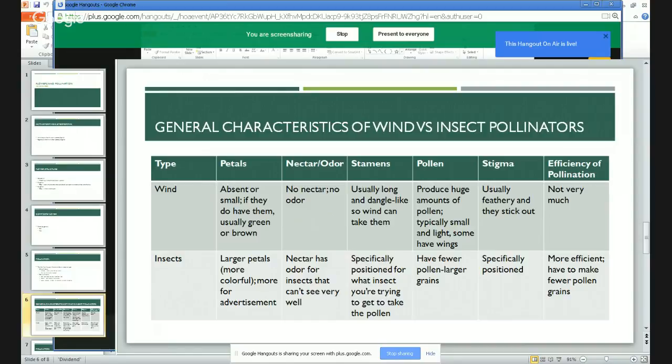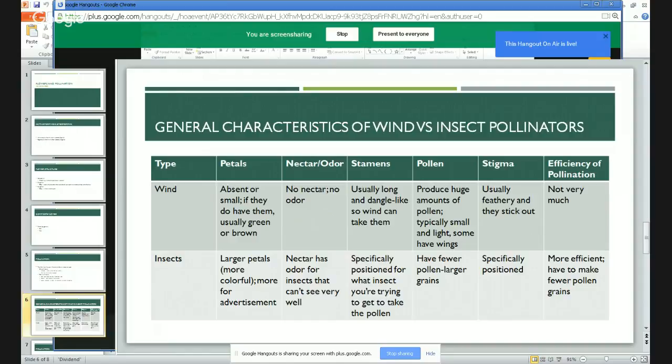Stigma, for the wind, it's usually sticky and kind of feathery, and it sticks out, so that way, again, you have the best possible chance of the pollen that's moving through the wind to attach to your stigma to go down the style and into the ovary to fertilize the ovules. With insects, it's going to be specifically positioned. So again, as the insect comes to take some nectar, not only will it maybe pick up some pollen, but it will also deposit pollen from another plant.